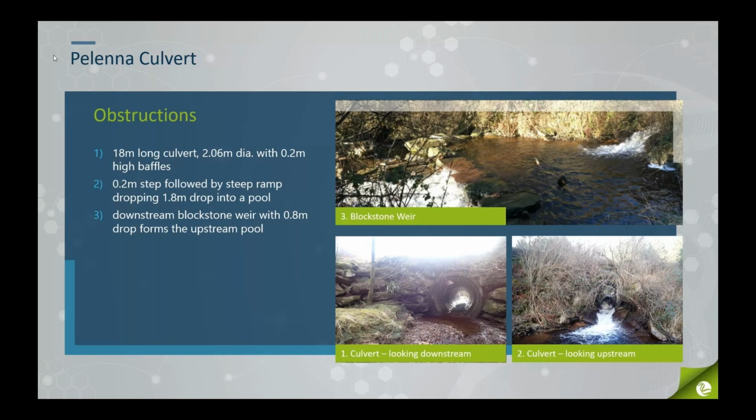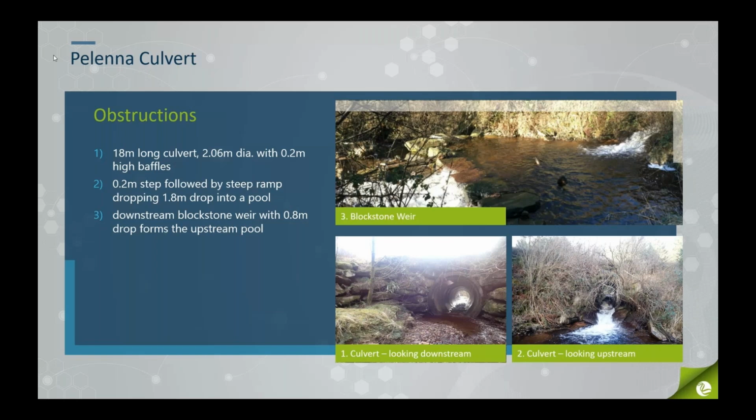So that's very high energy. It makes it very difficult for the fish to get up to the culvert to enable them to have a go at swimming upstream through the culvert. And if you look at the top picture, we have quite a large blockstone weir, about 0.0 meters high, which is helping to form that pool downstream of the culvert.